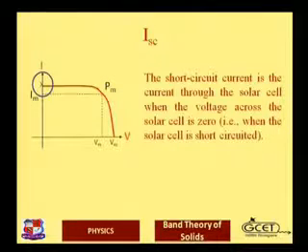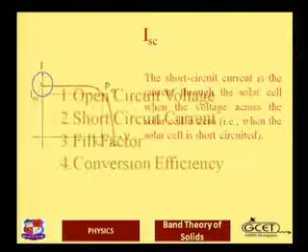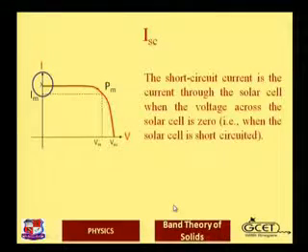ISC is the short circuit current. It is the current through the solar cell when the voltage across the solar cell is 0. As I said, when the solar cell is short circuited, one can find the ISC value on the VI characteristics, right?